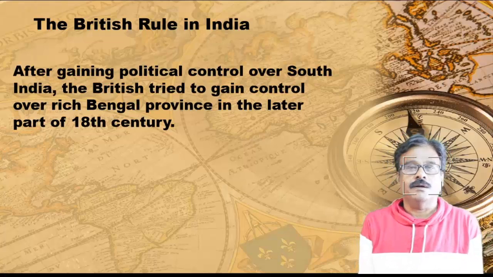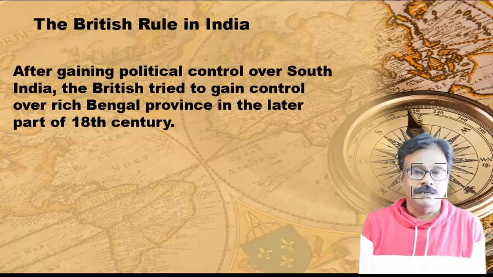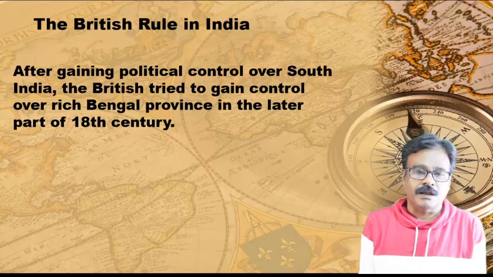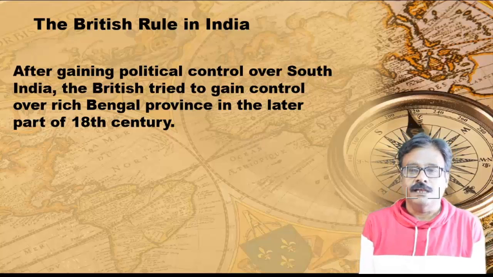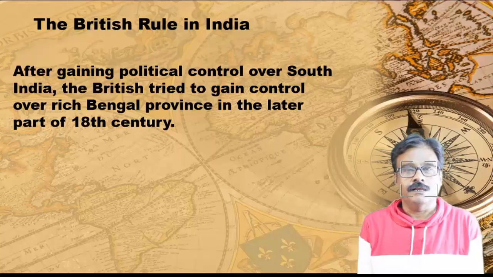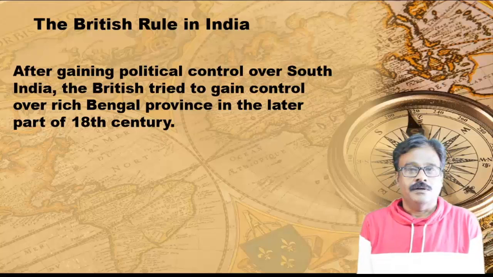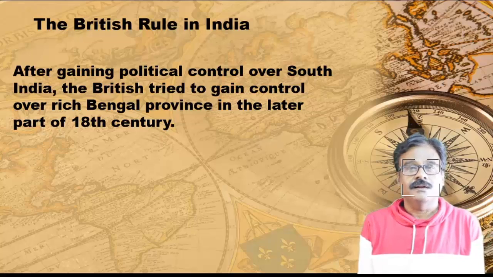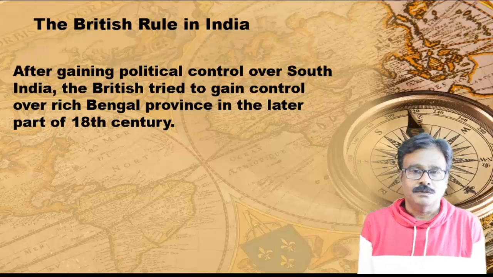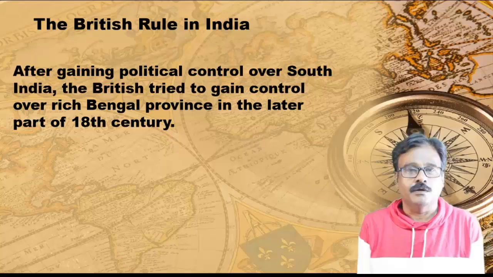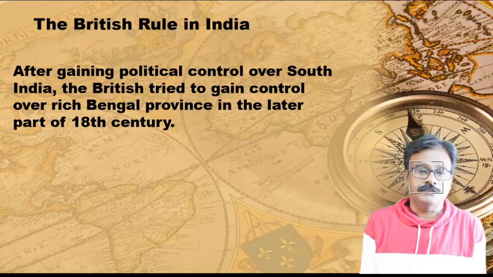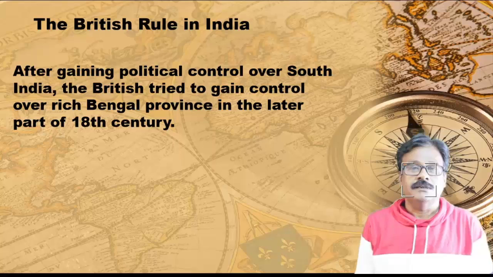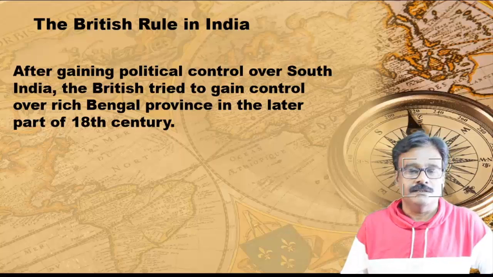After gaining political control over South India, the British tried to gain control over the rich Bengal province in the latter part of the 18th century. You know that in our previous class we learnt that British gained complete control over South India by defeating French in Third Carnatic War. So once they have complete control over South India, now they turn towards Bengal, which was very rich in those days in the 18th century.